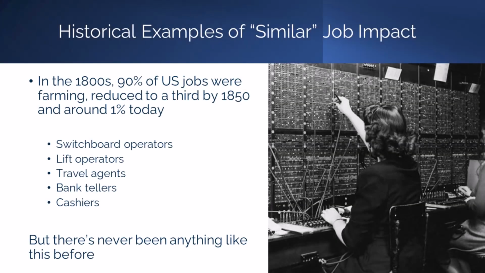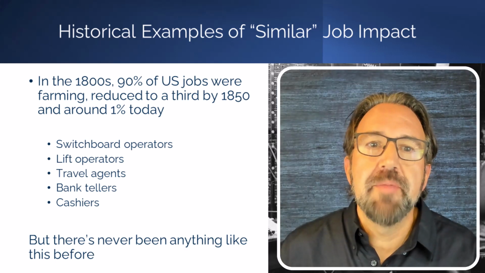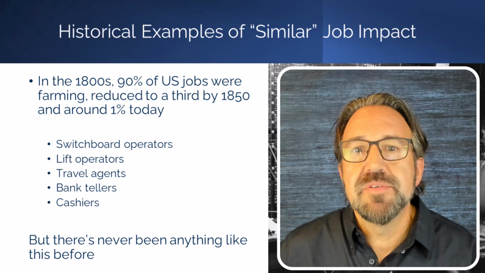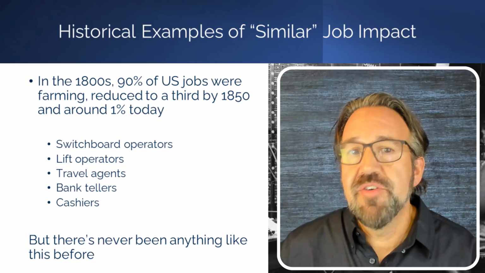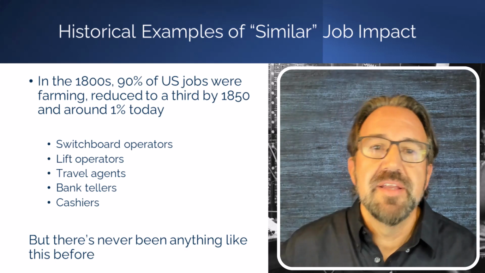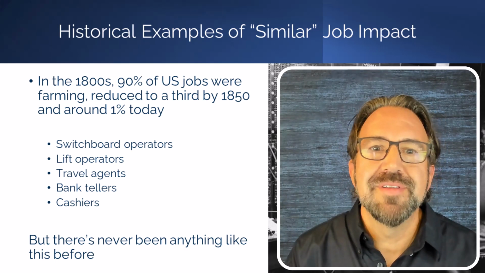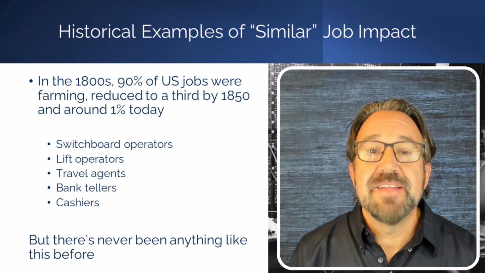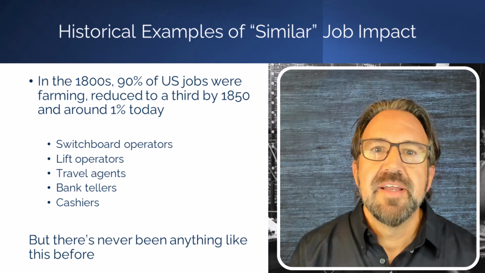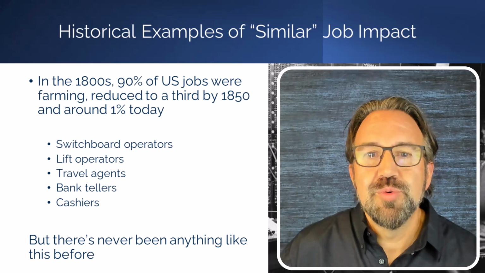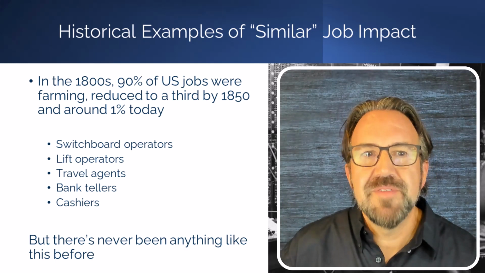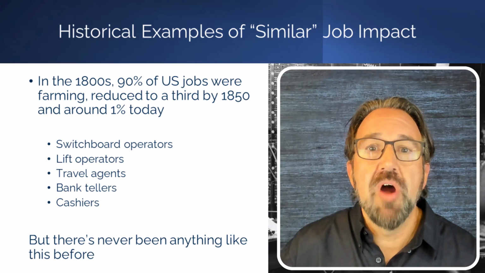You'll see a lot of talk about historical examples of job impact. One popular one pointed out that back in the 1800s, 90% of jobs were farming, and by 1850 that was severely reduced by a third and down to only 1% today. And there's jobs like switchboard operators, lift operators, travel agents, bank tellers, cashiers. These jobs are all at various stages of disappearing. And while true, this is a very different paradigm, because now we're talking about intelligence, not specific jobs, but something very broad that can impact a very broad number of jobs.